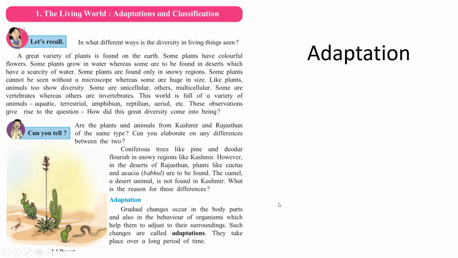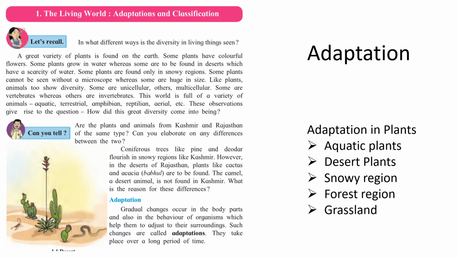So adaptation means gradual changes. It is not only in the body parts. It is the gradual changes in the structure as well as the behavior. The gradual changes occur in the body parts and also in the behavior of organisms, and this helps them to adjust to their surroundings for survival, and this type of change is called adaptation, and this helps them to meet their basic needs for survival. Now let us see what are the adaptations in aquatic plants.